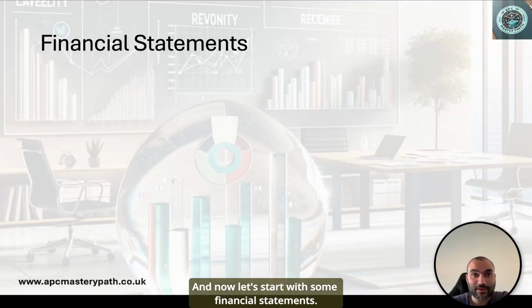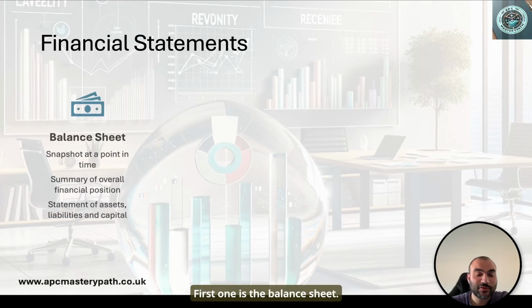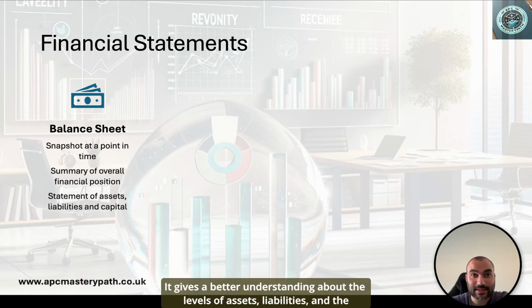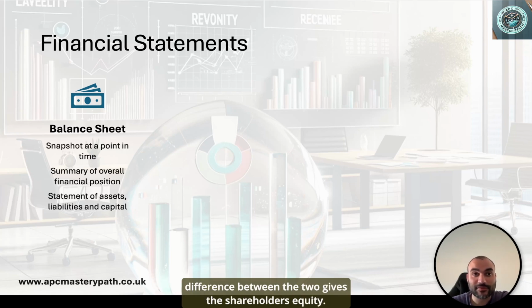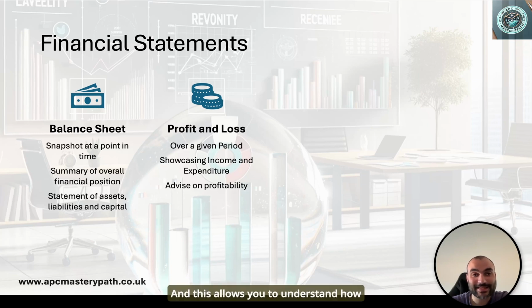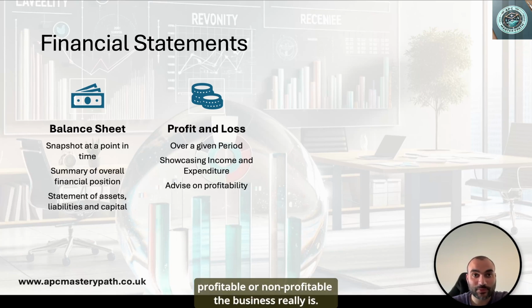And now let's start with some financial statements. First one is the balance sheet. The balance sheet is quite vital because it captures the financial stance of a firm at a specific point in time. It gives a better understanding about the levels of assets, liabilities, and the difference between the two gives the shareholders' equity. The profit and loss account, it covers a specific period, probably a year. It lists all the income to the firm as well as the different expenditure. And this allows to understand how profitable or non-profitable the business really is.